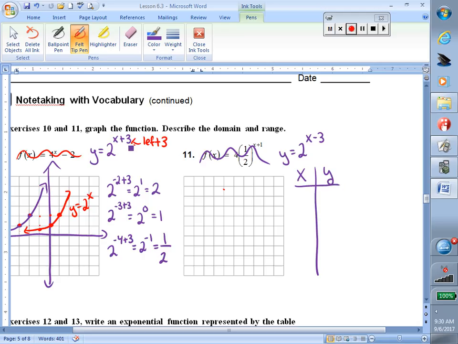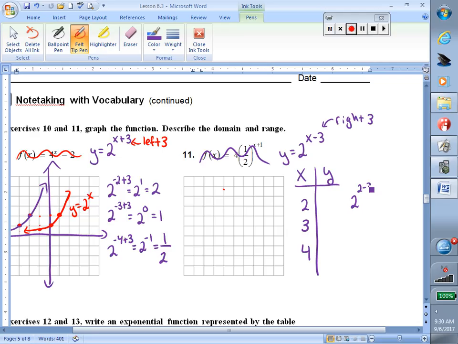If adding 3 in the exponent, like we did in number 10, made my graph go to the left 3, subtracting 3, I'm going to make a guess that it's going to go right 3. I'm going to make a guess and I'm going to see what happens. Now if I think my graph goes to the right 3, that means I want 3 at the middle of my graph. Some numbers close to 3: 2 and 4.